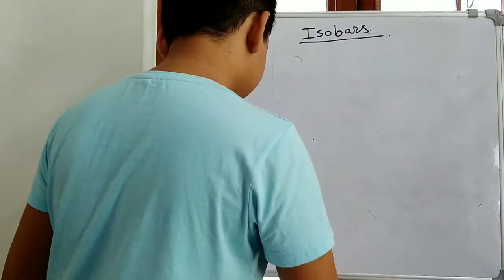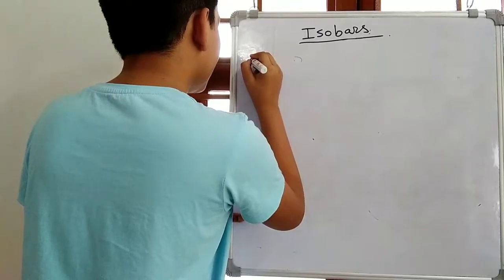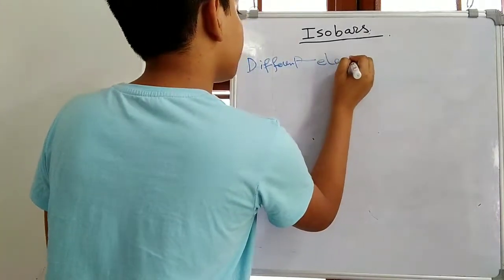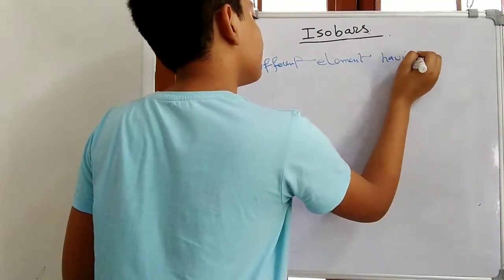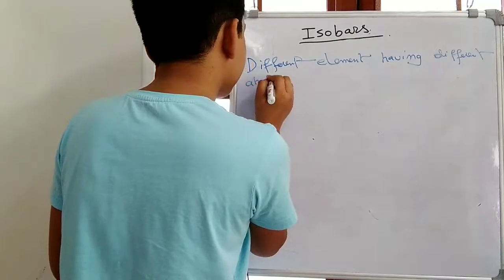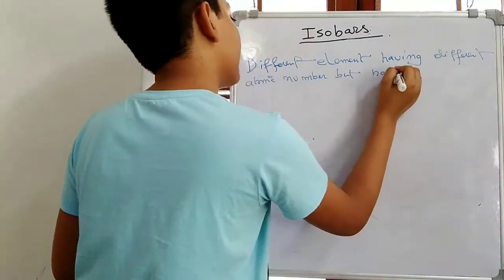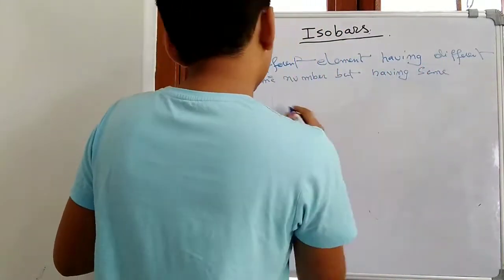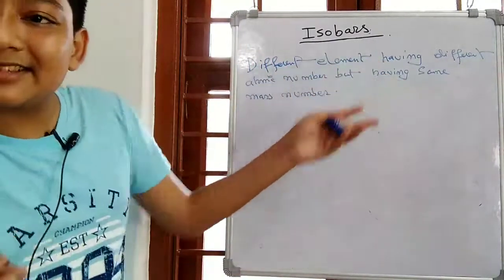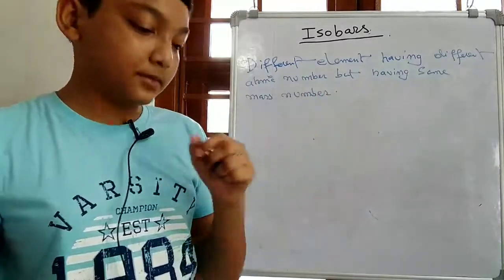So let us write something in English. Different element having different atomic number but having same mass number. What number? Mass number. So this is obvious that different element having different atomic number but having same mass number.